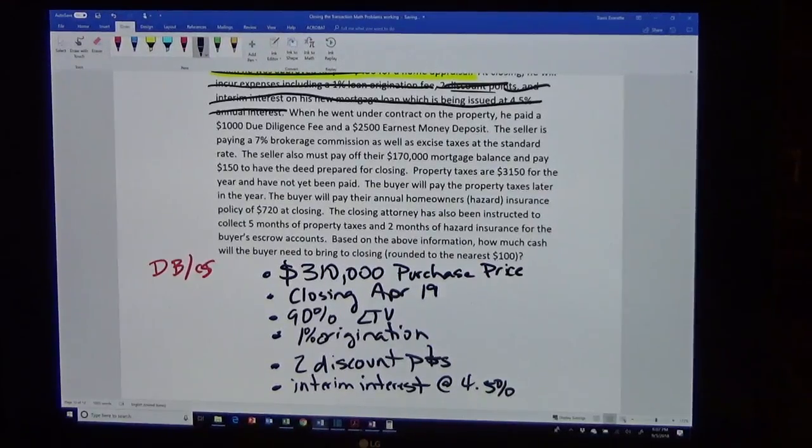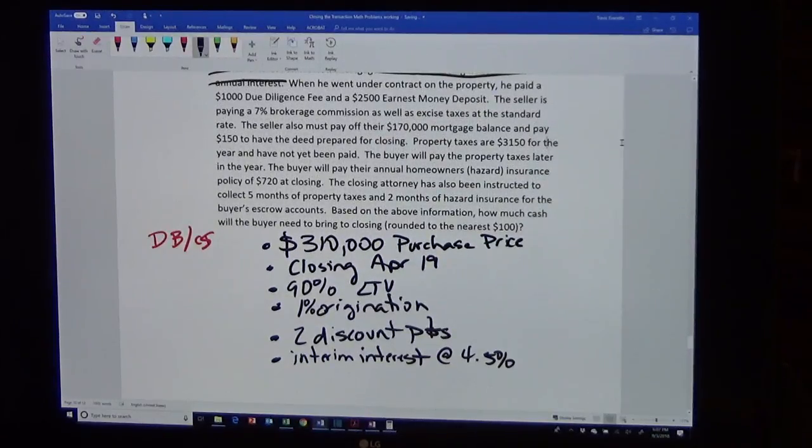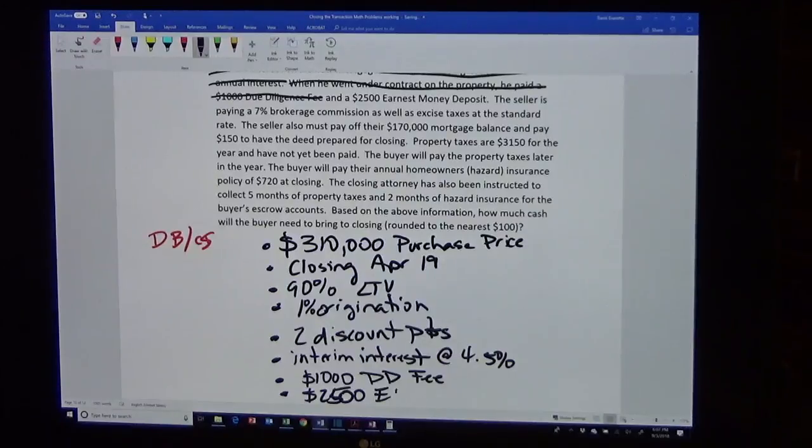It says when he went under contract on the property, he paid a $1,000 due diligence fee. Well, the due diligence fee we do care about, so we've got a $1,000 DD fee. And he paid a $2,500 earnest money deposit. Okay, so we've taken care of that.